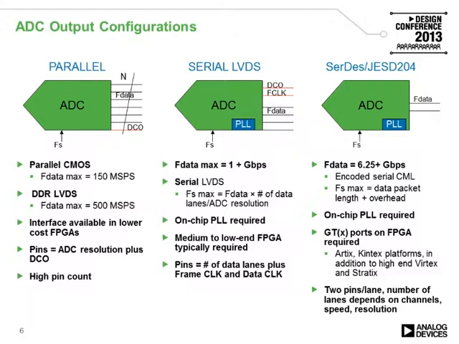Now take a closer look at some typical high-speed converter output configurations. The numbers provided here are just some thumb rules for ADCs and may vary based on capacitive loads, trace lengths, etc. We start with source synchronous parallel output configurations. CMOS tops out at around 150 megasamples, while LVDS goes up to 500 megasamples and much more.